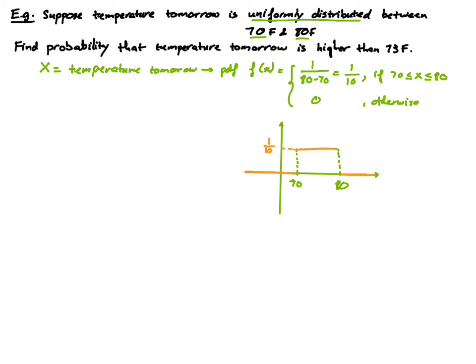So now we're interested in the probability, right, that the temperature tomorrow, which is x, is higher than 73. So we want the probability that x is greater than 73. Now, by definition, again, this is the area under the curve, right? To the right of 73.